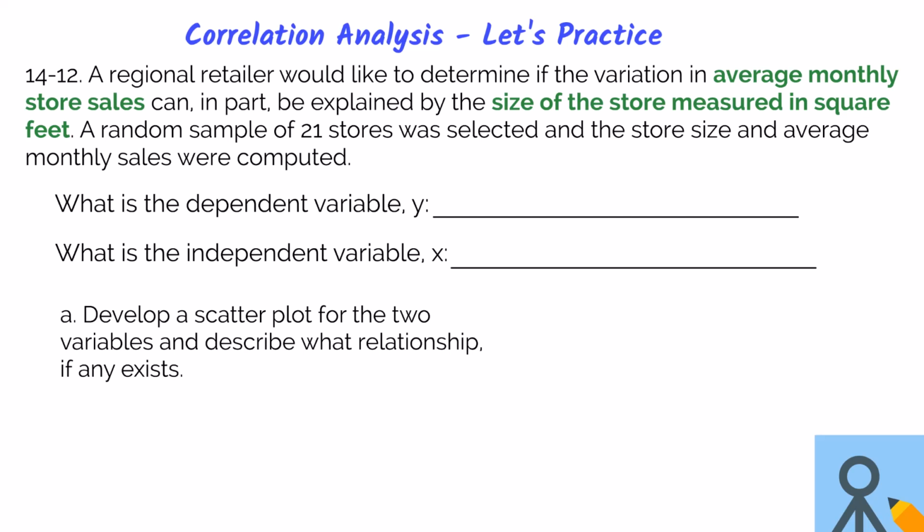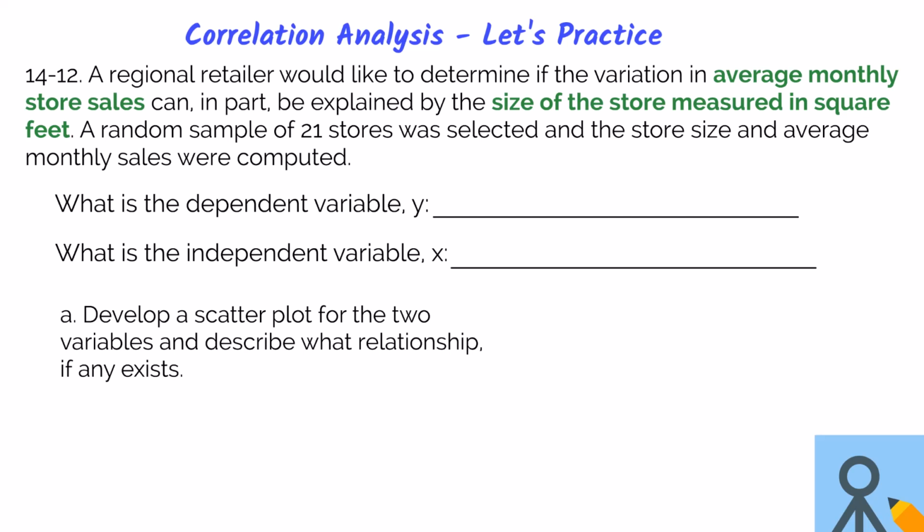A regional retailer would like to determine if the variation in average monthly store sales can in part be explained by the size of the store measured in square feet. So it seems logical that a bigger store could potentially have more sales monthly because they can carry more products in the store. However, we will run a correlation analysis to see if this is the case, since it's possible the stores are not maximizing their square footage.